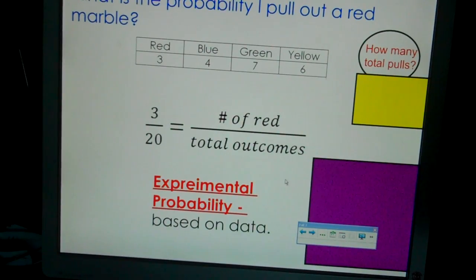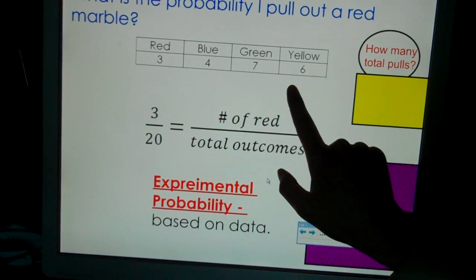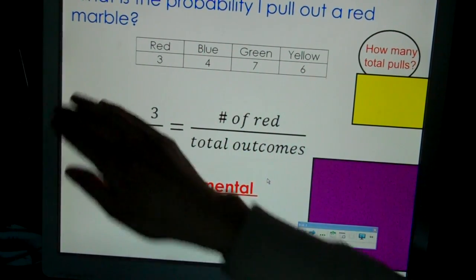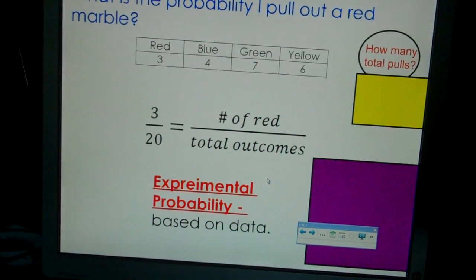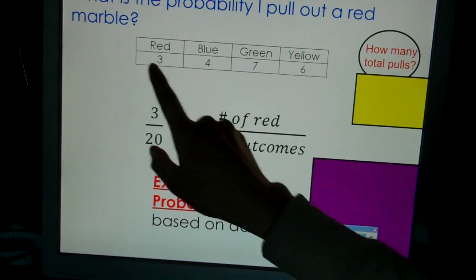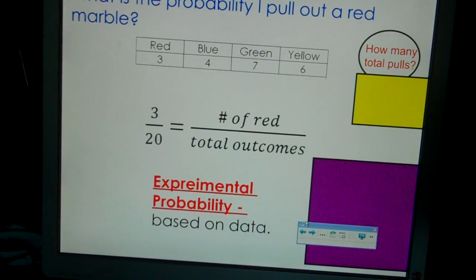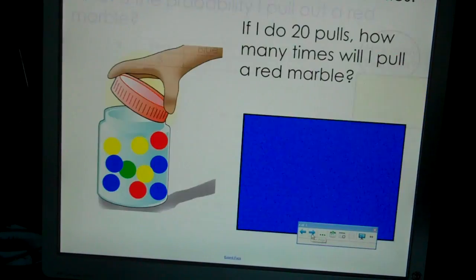And this data could look a lot of different ways. You can have it in a function table like this. You can have it in a line chart where there's little X's above it. You can have it as a frequency table. There's all kinds of ways to show you the data. The point is, experimental is based on data, and you have to add up how many total outcomes you had, or how many times you performed the experiment.